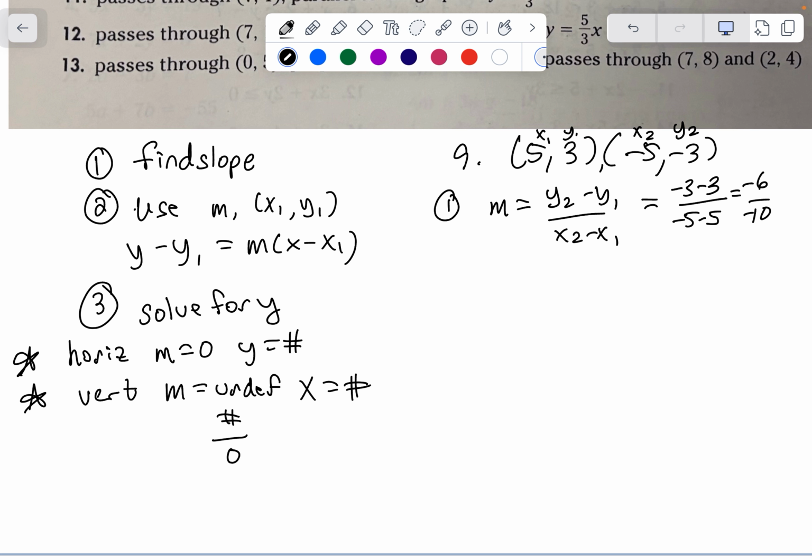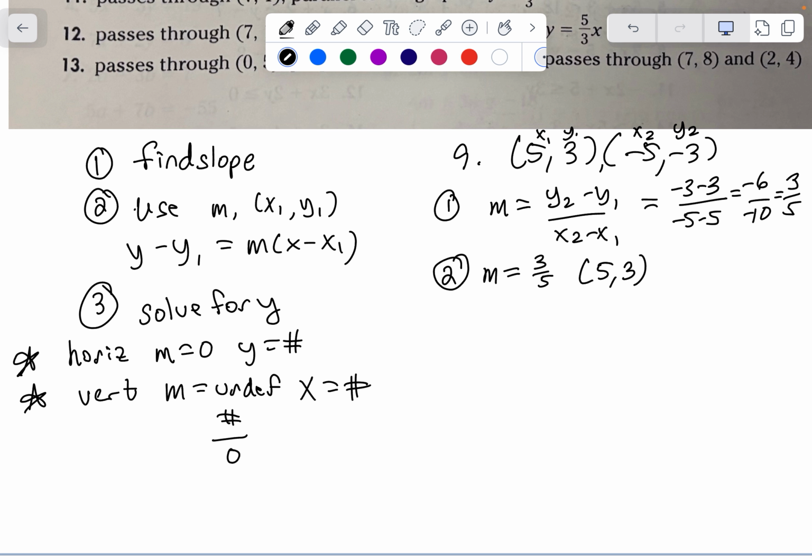Okay, so that's our first step, remember. You always have to find the slope, either given from the information they gave you or from the actual equation, however floats your boat, okay? Second step, we're going to use that slope and any of the points. Now, I tend to just personally go for ones that are positive, so then I don't have to mess up maybe the signs.